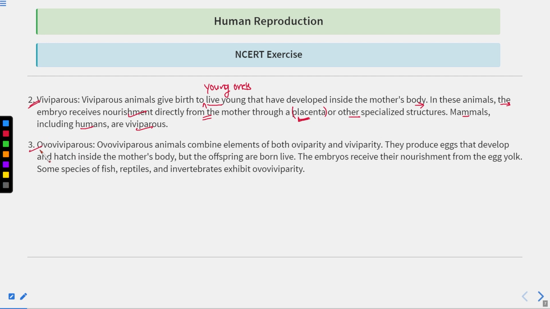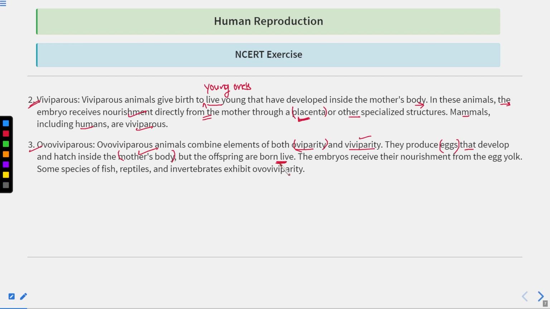Then ovoviviparous, the third one. Ovoviviparous animals combine elements of both oviparity and viviparity. They produce eggs that develop and hatch inside the mother's body. So they are producing eggs, which is seen in oviparous organisms. But this egg hatches and develops inside the mother's body, which is a feature of viviparous organisms. But the offspring are born live, meaning they give birth to the young ones.